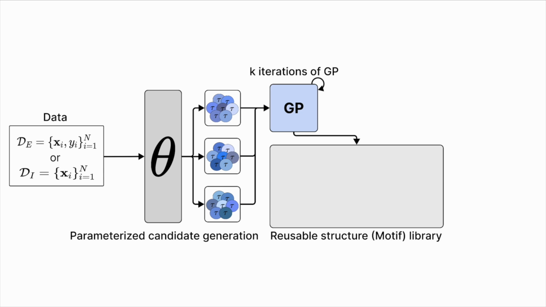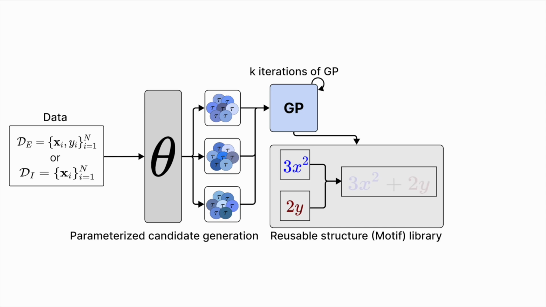Consider the following example. Suppose we have two top-performing candidates. We perform the motif search and discover that the terms 3x squared and 2y have large impacts on their respective candidates' low loss. We then isolate these motifs and add them to the motif library. We then recombine these terms and produce composite expressions from these motifs. Essentially, we are building full solutions from partial solutions.